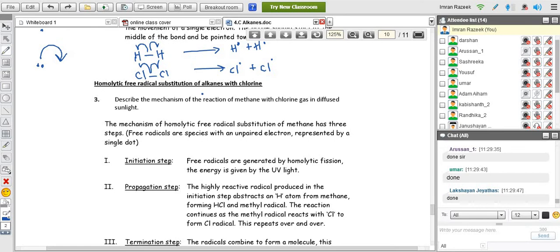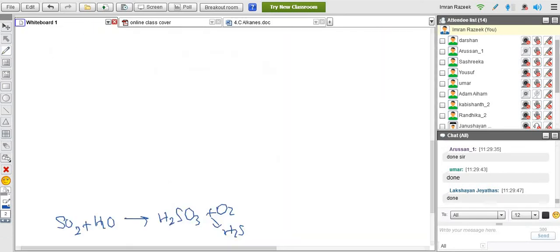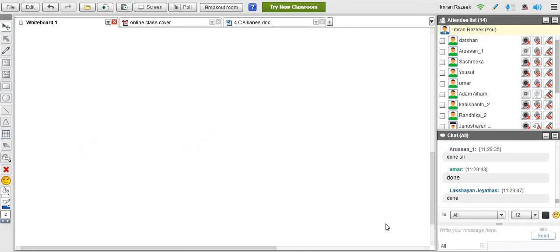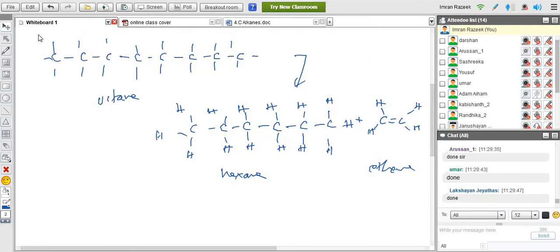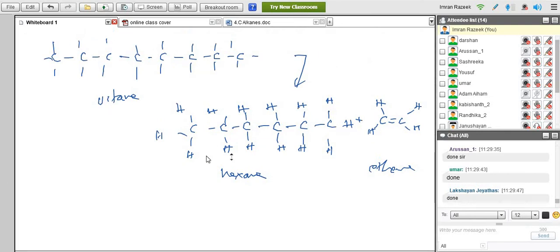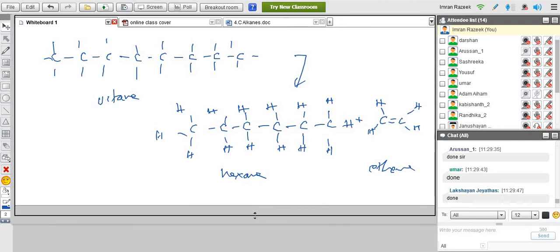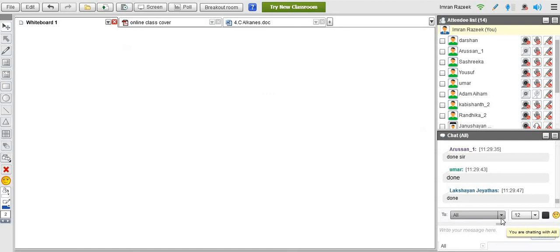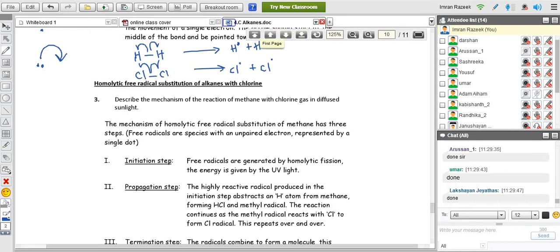Let's see the mechanism of the reaction of an alkane with the halogens. This is known as a free radical substitution mechanism. You know what substitution is now, and you will know shortly why we call this free radical substitution. There are three steps in the mechanism. The first step is known as the initiation step, where UV radiation is used to break the chlorine-chlorine bond homolytically.